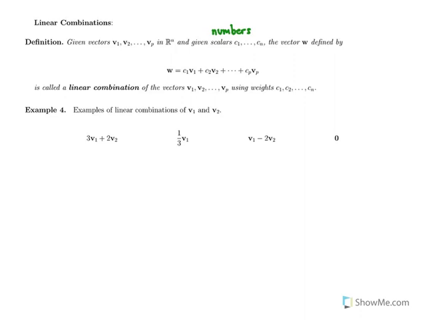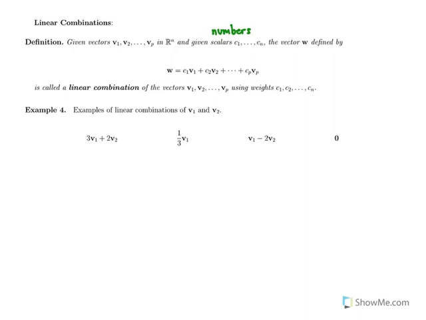We can think about them as numbers right now, c1 to cp. The vector w, defined by w equals c1v1 plus c2v2 all the way to cpvp, is called a linear combination of the vectors v1 to vp using the weights c1 to cp. And this is a way that you can add vectors together with different multiples, a linear combination.